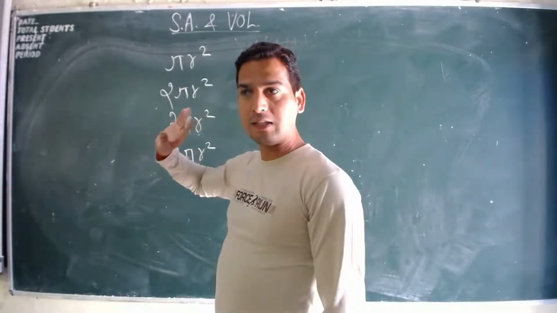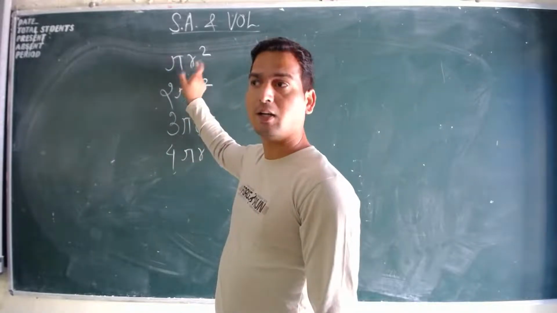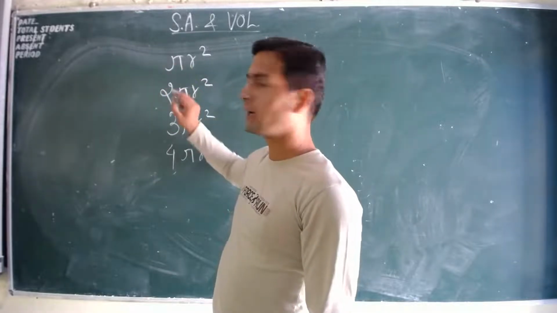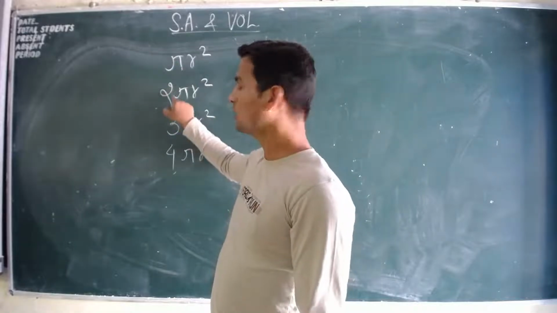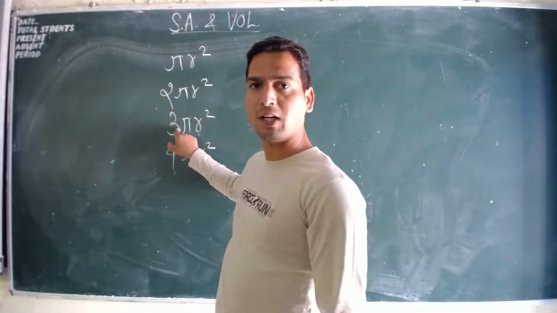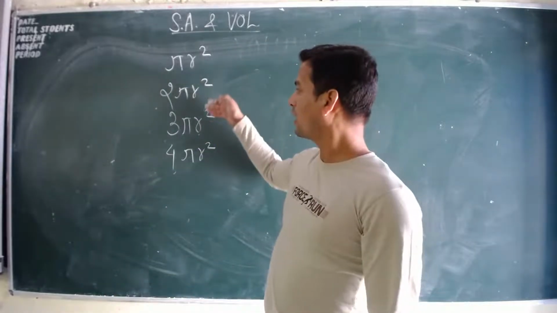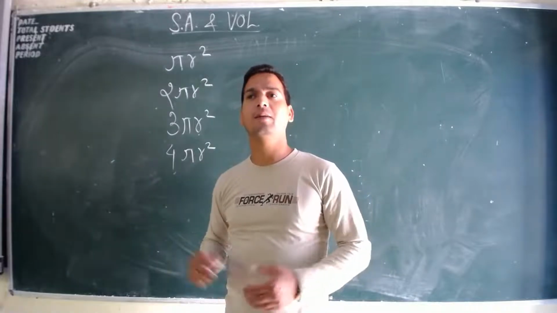Now, it's clear that this is the formula of area because two dimensions. So two edges, both edges are r here. R square. In the first case, pi constant. Second case, 2 pi constant. Third case, 3 pi constant. Fourth case, 4 pi constant. So r square. This means these are the formulas of area. But whose area?